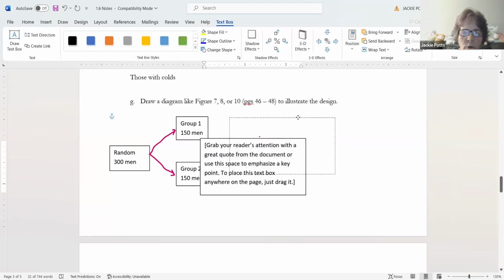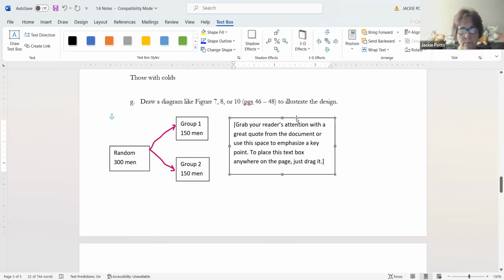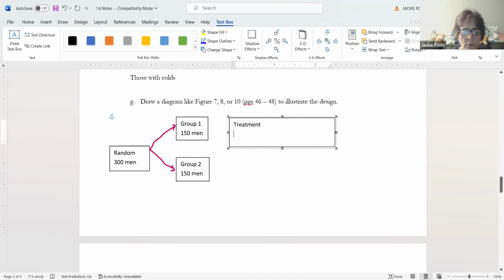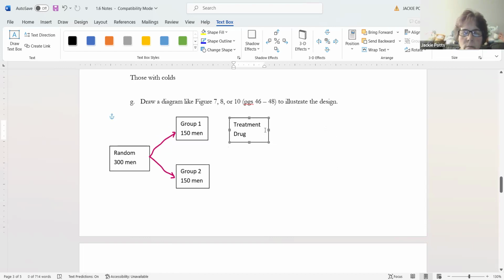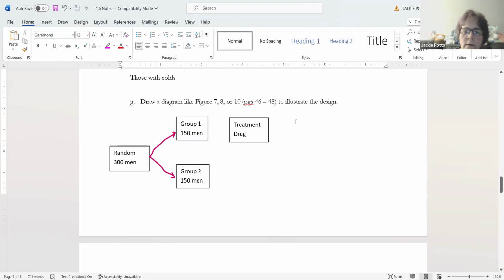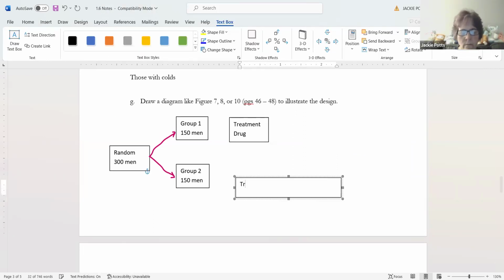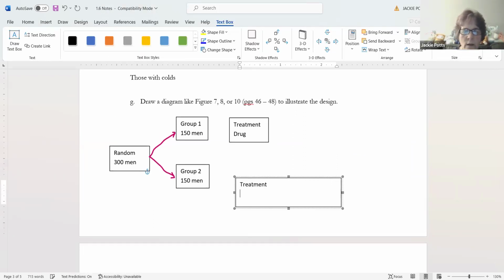So what am I going to do with the two groups? Well, now I'm going to decide what they're getting. It's the treatment. So I'm going to give group one the drug. If group one is going to get the drug, that means group two is going to get the placebo. And yes, it is this simple when we're drawing these out.